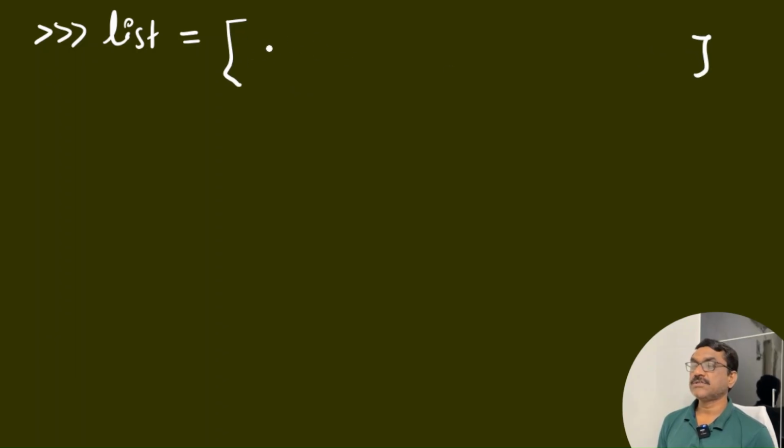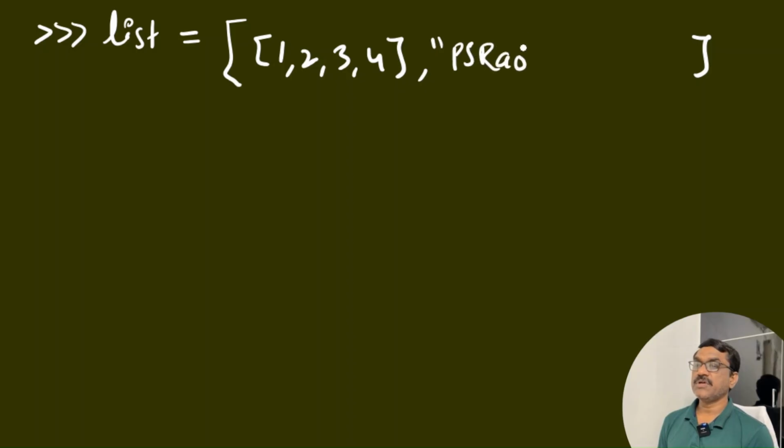Within these square brackets, the first item I am going to take is another list: 1, 2, 3, 4. This is the list we are taking as the item. And the second one, in double quotes, assume that I am taking the string "ps raw", comma. Here I am going to take a third list. Within the third list, I'm going to have the elements, assume that 5, 6, 7.